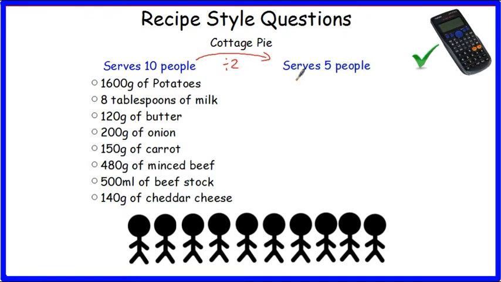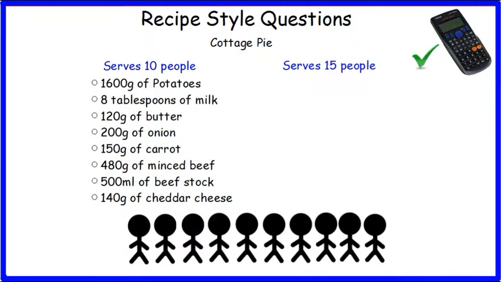So, for example, you would need 800 grams of potatoes. You would need 100 grams of onions, etc. So that's quite straightforward. I don't think you get asked anything as simple as that.